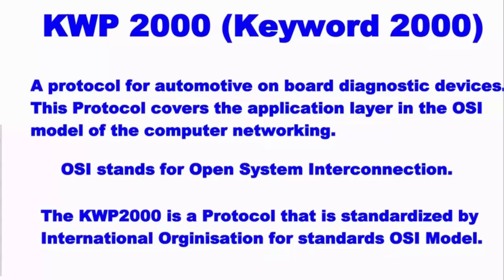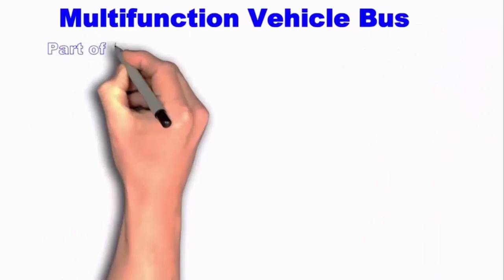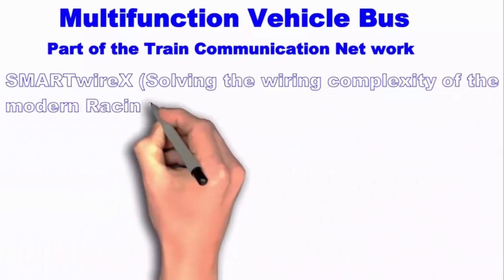KWP 2000 is standardised by the International Organisation for Standardisation as ISO 14230. KWP 2000 also covers the session layer in the OSI model, in terms of starting, maintaining and terminating communication sessions. Here's another protocol, Multifunction Vehicle Bus, part of the train communication network. There's also SmartWireX, solving the wiring complexity for the modern racing car.